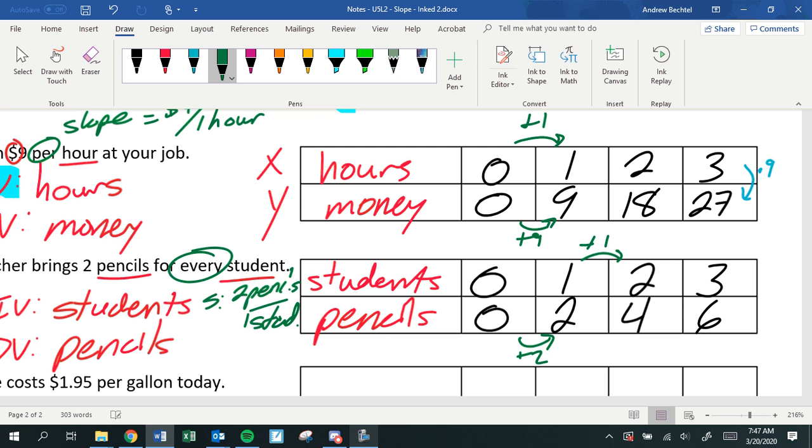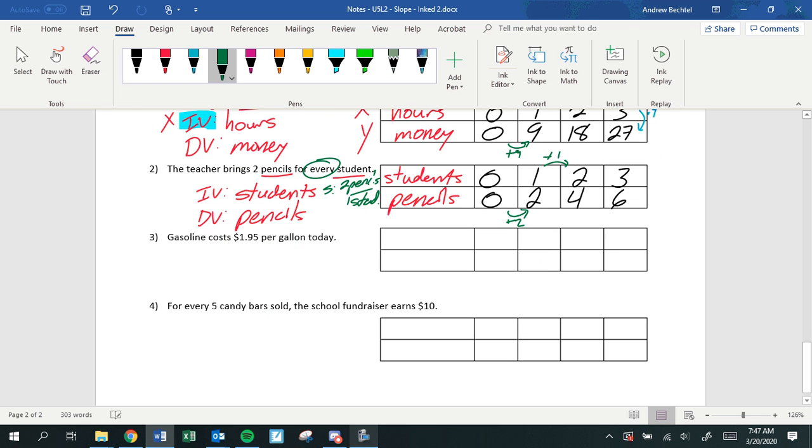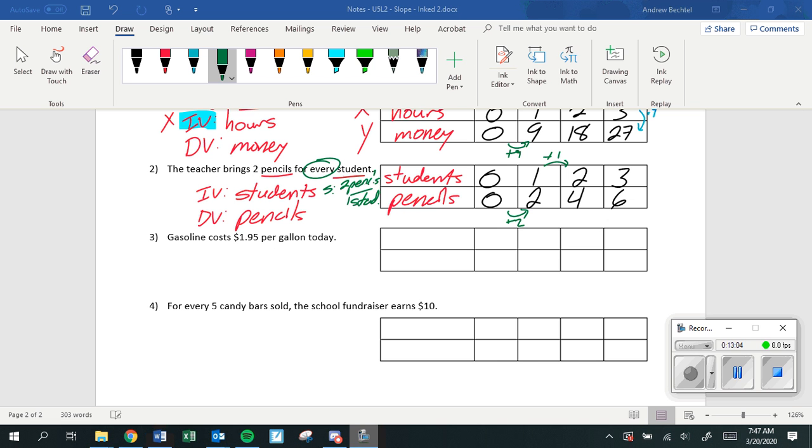Try those last 2 examples at the bottom of the page on your own. Think carefully about your variables and complete the table. From here, there'll be a quiz on the website.